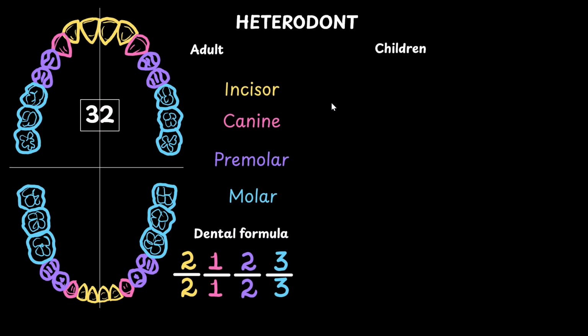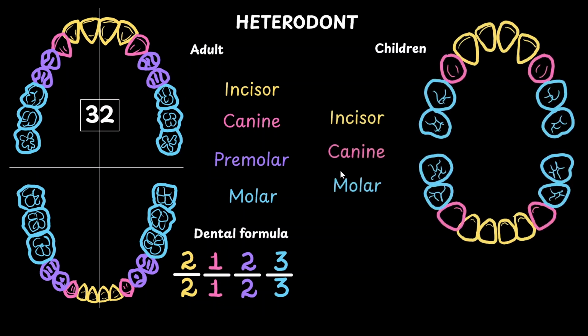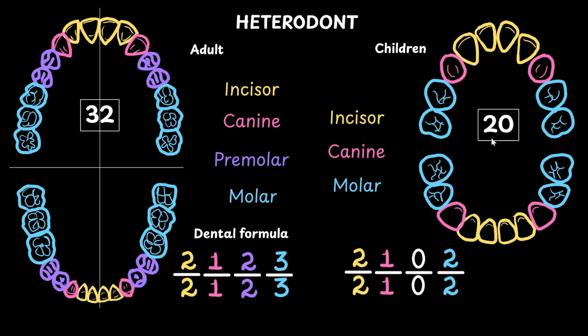In the case of children, we have incisors, canines, and molars. So the dental formula here is written as 2 by 2, 1 by 1, 0 by 0, and 2 by 2. The 0 here represents that children do not have premolars. This brings us to a total of 20 teeth in children.